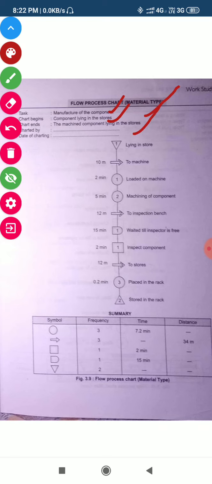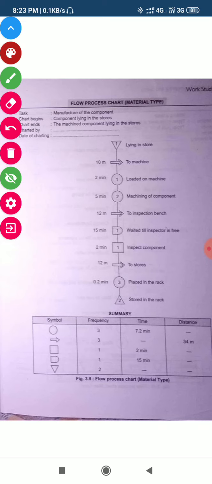First, from the raw material stores we will get the component, and after machining or combining different types of operations, ultimately our finished product will come to the store. Chart by, where you can write the chart by, and the date of charting should be mentioned. Now we will start with the component lying in store.